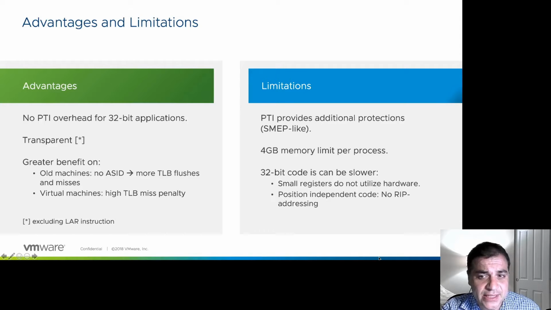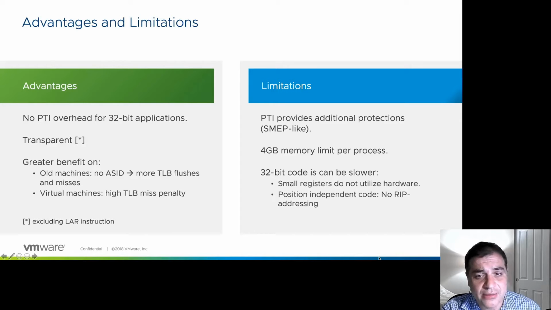The benefit is even greater on old machines that do not support what is called address space IDs, a feature that enables the CPU to cache address translations of both the user and the kernel page tables at the same time. On these machines that do not support the feature, each system call causes a full TLB flush, and therefore these machines experience many more TLB misses.